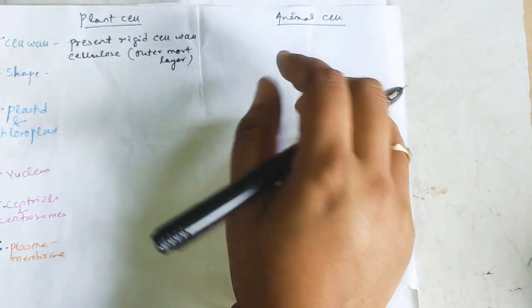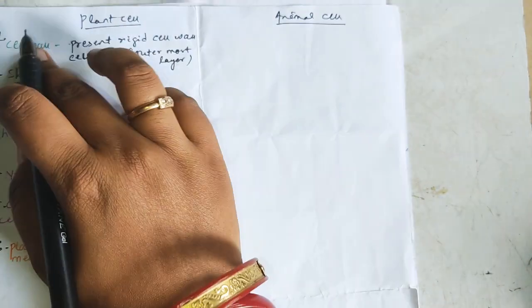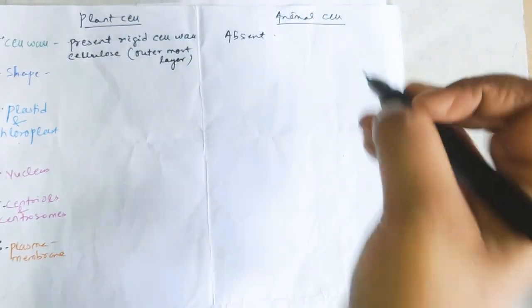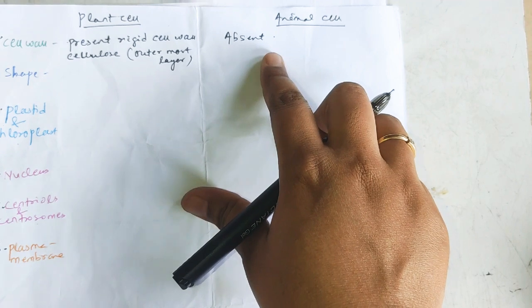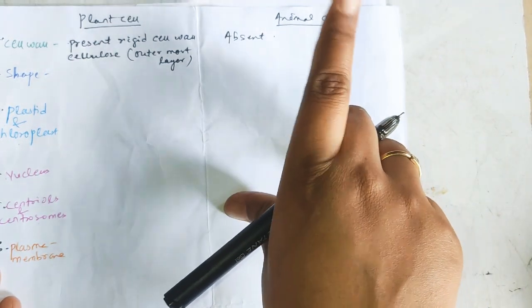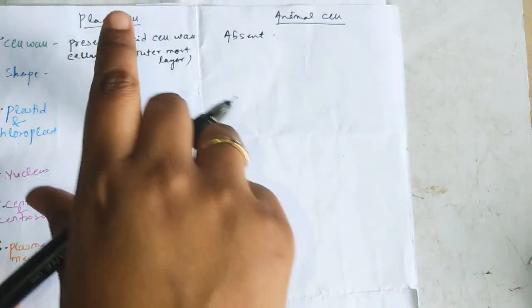And in case of animal cell, the cell wall is absent, and the outer layer is what? Cell membrane or plasma membrane. So in case of plant cell, cell wall is present.